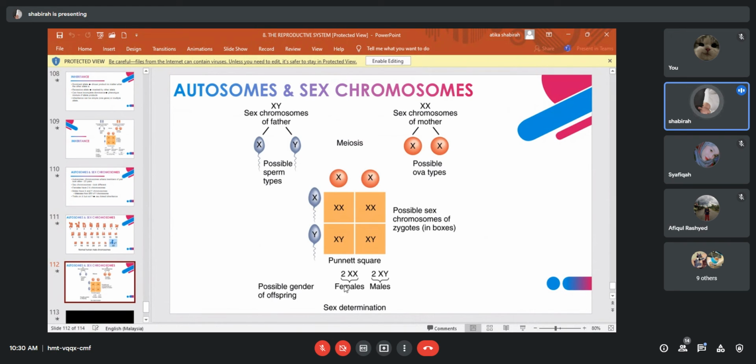So kalau macam kita boleh tengok kat sini, kemungkinan besar untuk dapat lelaki dengan perempuan tu basically depends on the father lah, sebab the father provide the Y. Sebab yang menjadikan lelaki tu dia ada kromosom X dengan Y, yang perempuan XX. Tu je lah. Dah, habis dah.